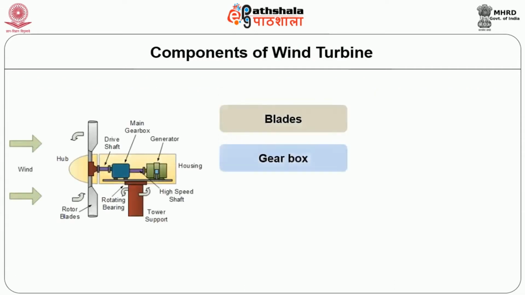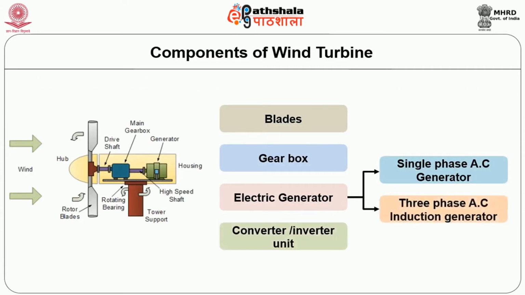Components of wind turbine. The main components of wind turbines are blades. It is used to convert wind energy to rotational energy. Gearbox. The gearbox is used to change the speed of the generator input. Electric generator. We have two types of electrical generators: single phase AC generator and three phase AC induction generator. Converter inverter unit. In this, electronic switches are used to get required electric power, either AC or DC.